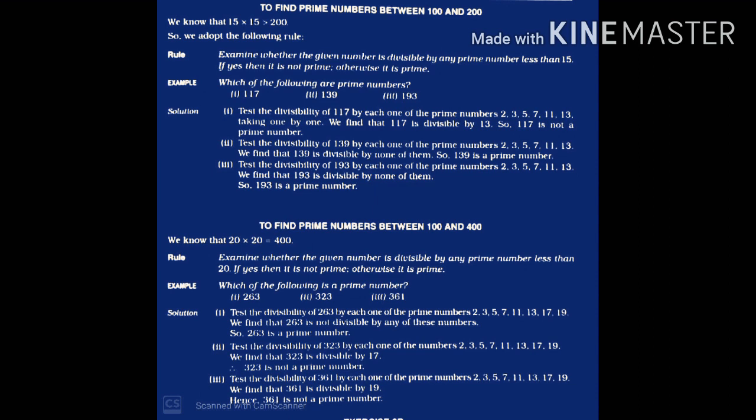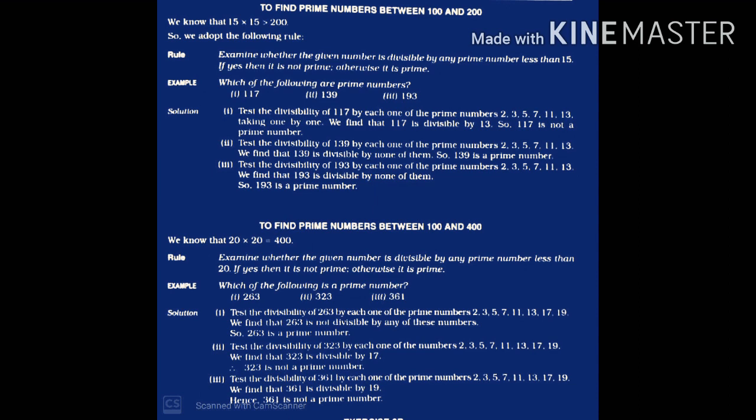What we will do? We will be checking the divisibility of any prime number which is less than 15 for the number given. For example, 117, we will test the divisibility of 117 by dividing it with each of the prime numbers, that is 2, 3, 5, 7, 11 and 13, which are less than 15. We know that 117 is divisible by 13, so 117 is not a prime number.